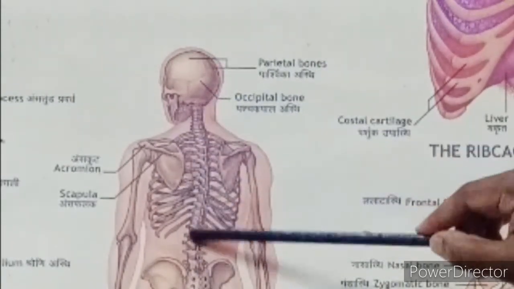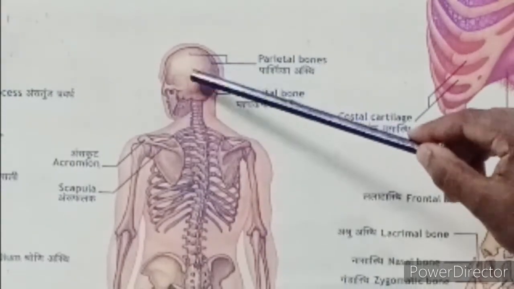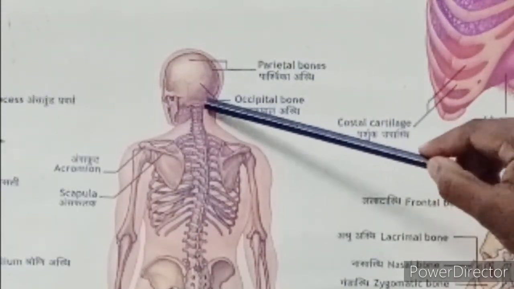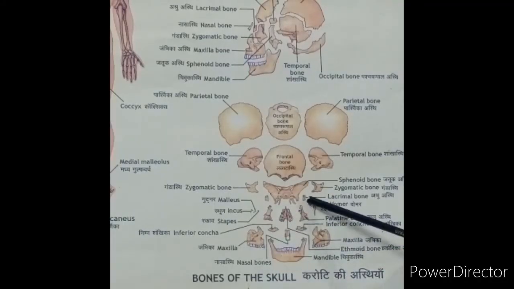Within this backbone, the spinal cord is present. So that is joined with the brain through this foramen magnum. Now the facial bones. These facial bones comprise 14 bones. Among these, they are divided into 2 parts, upper jaw and lower jaw.